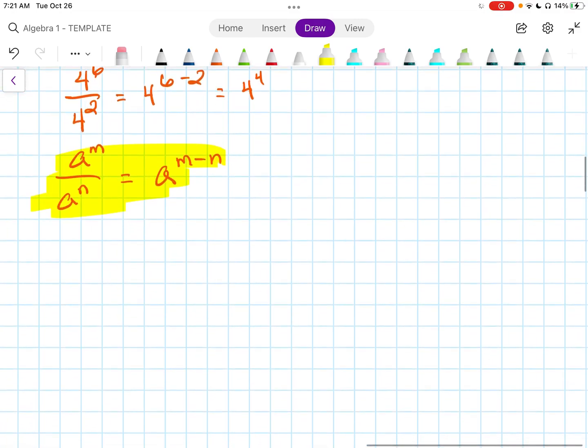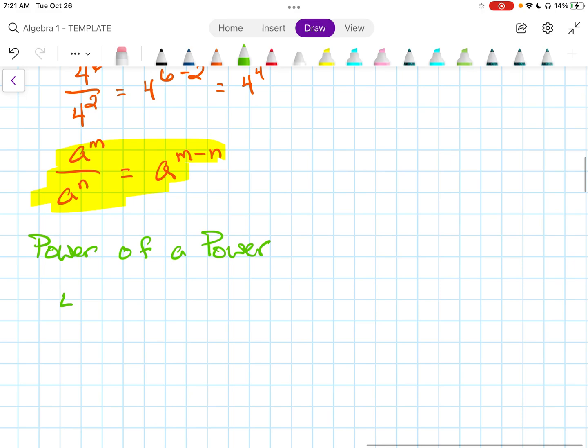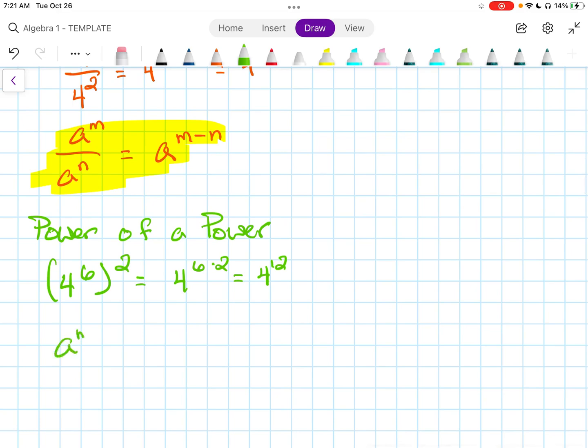And power of a power property. Use another color for that. This would be something like if we had 4 to the 6th, squared, that would be equal to 4 to the 12th. You would multiply those. Let me write that step in there. We'd say 6 times 2, and then 4 to the 12th. Using algebra, if we had something like a to the m, to the n, that would be a to the m times n.